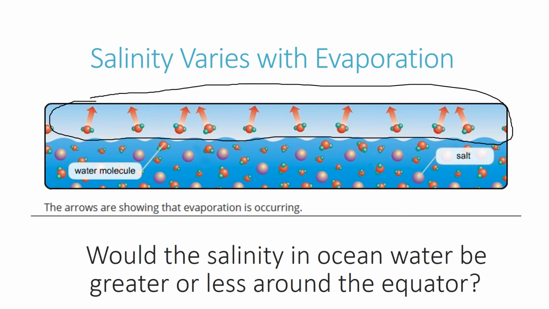Ocean salinity would be greater around the equator. We know that around the equator there are warmer temperatures and more heat. The more heat we have, the more evaporation, the more water vapor we see. So there's going to be a lot of evaporation happening around these areas. This is going to cause the salinity to be greater because all of the salt stays in that ocean water as the fresh water is being evaporated into the air.